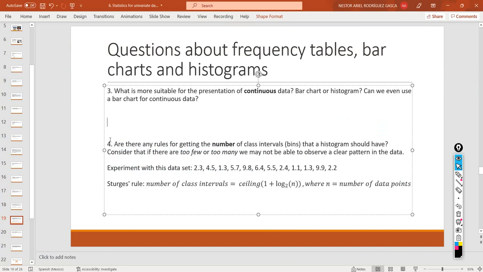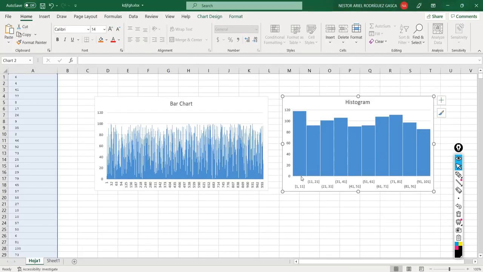Okay. And the final question. This is a very important question. Are there any rules for getting the number of class intervals, also known as bins, as I've told you, that a histogram should have? Because as you may remember, a histogram has these little sets, like these widths, these classes. They're known as class intervals or bins.